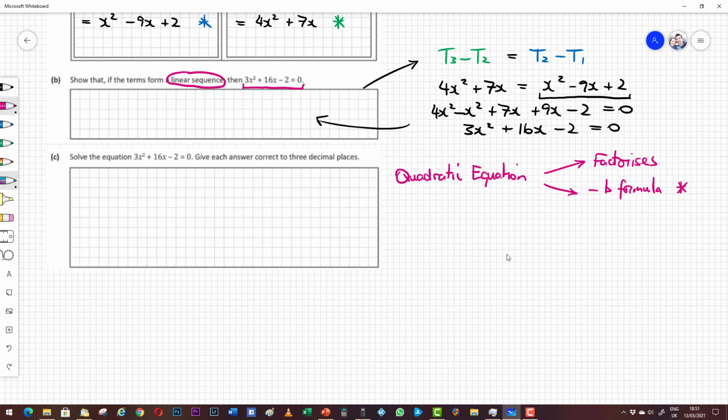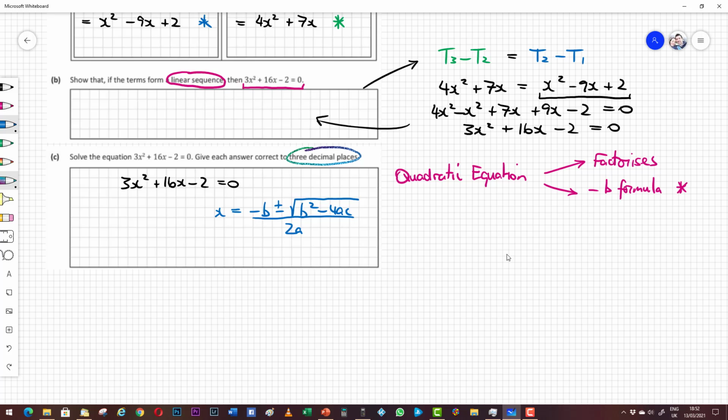And the hint in the question that it doesn't factorize is that we're told that we want an answer to 3 decimal places. And generally, when they ask you to give an answer to a certain amount of decimal places, when it's a quadratic equation, this normally means we're going to have to use the minus b formula. So let's write down the quadratic, 3x squared plus 16x minus 2 equals 0. So let's write down the minus b formula, which tells us that x is equal to minus b plus or minus the square root of b squared minus 4ac over 2a.